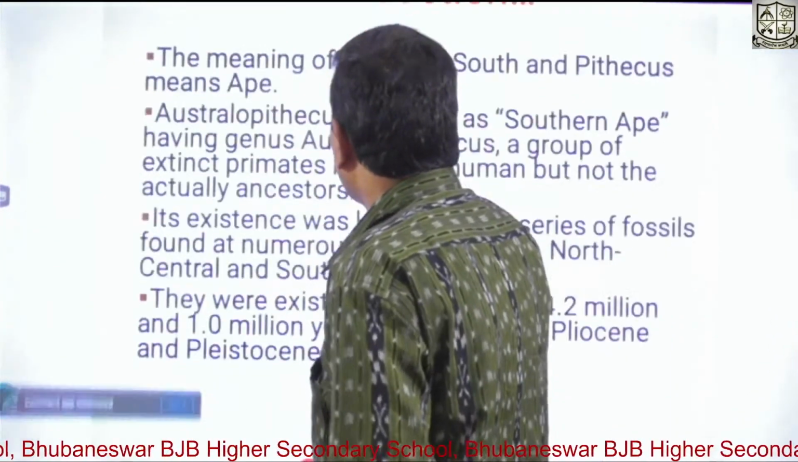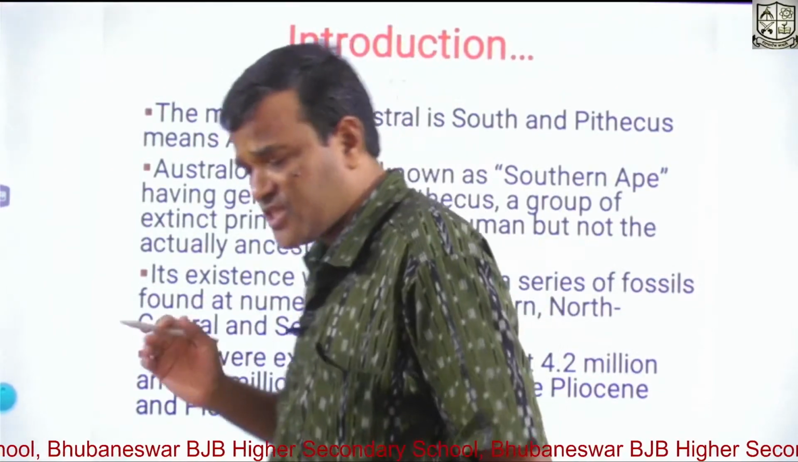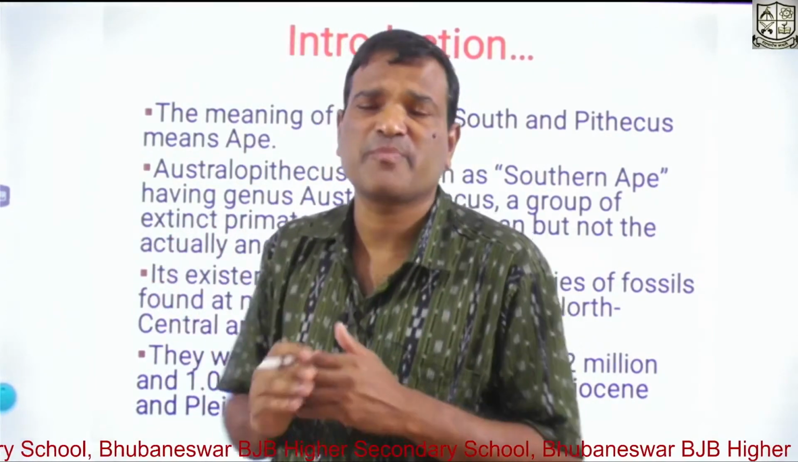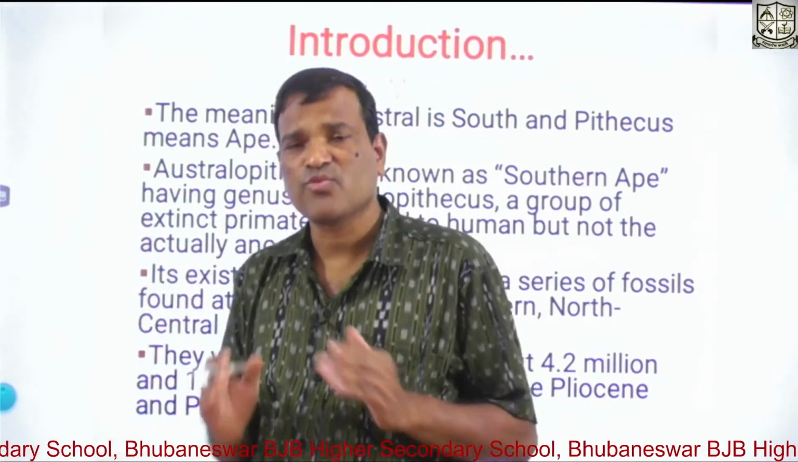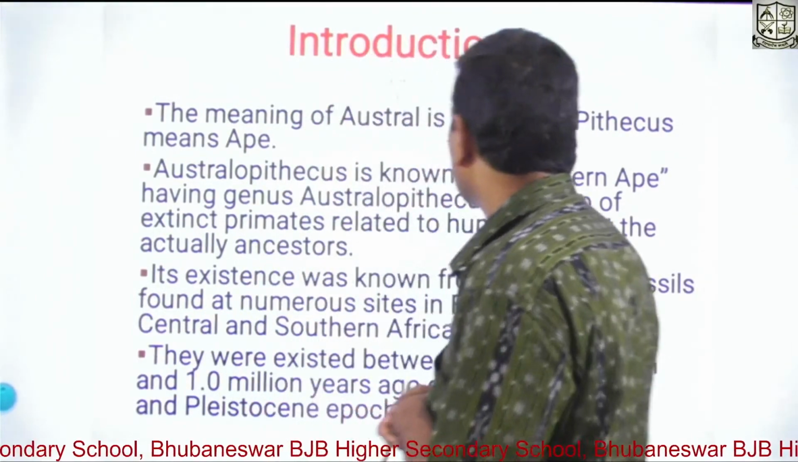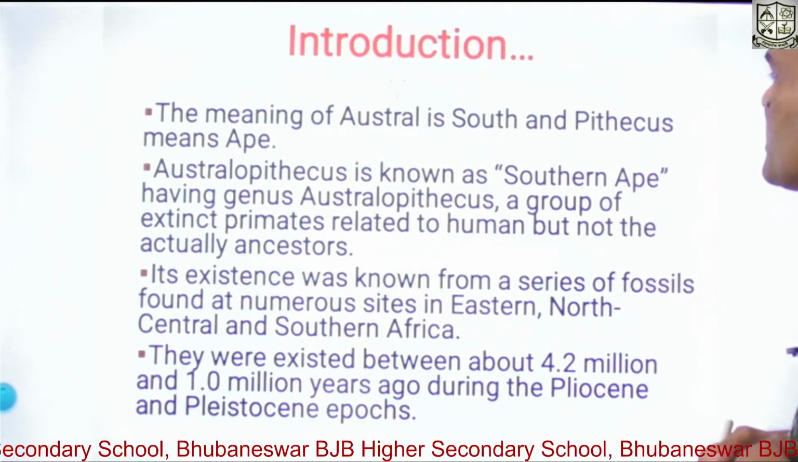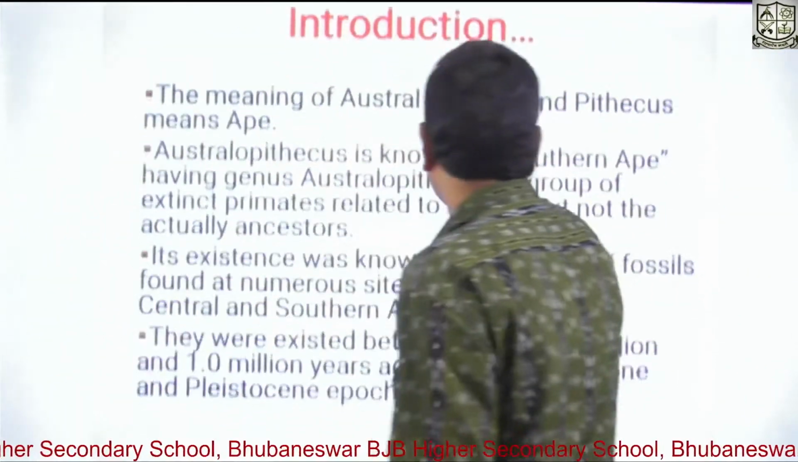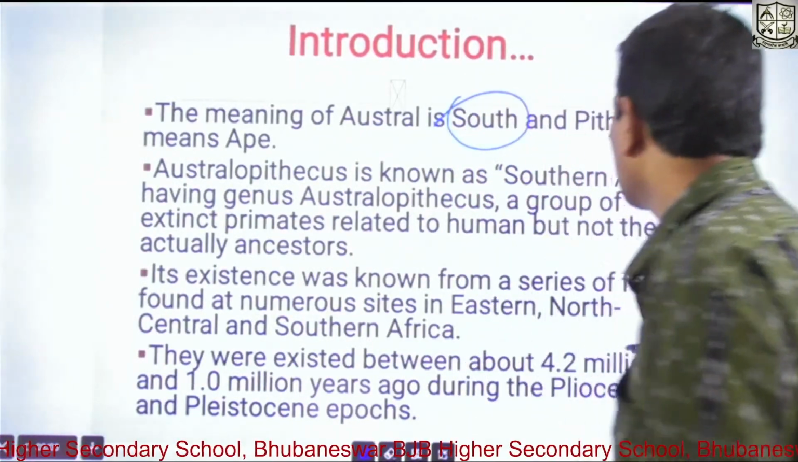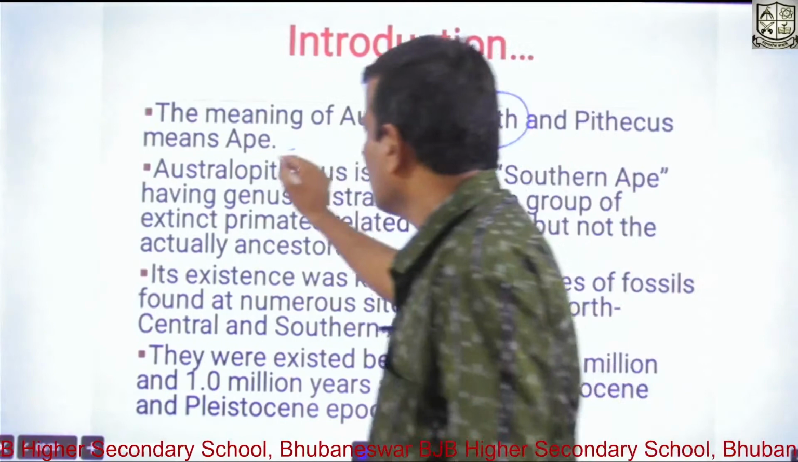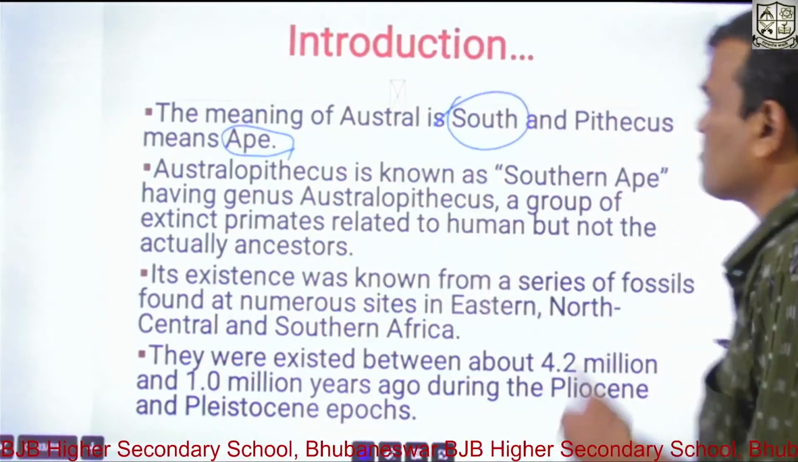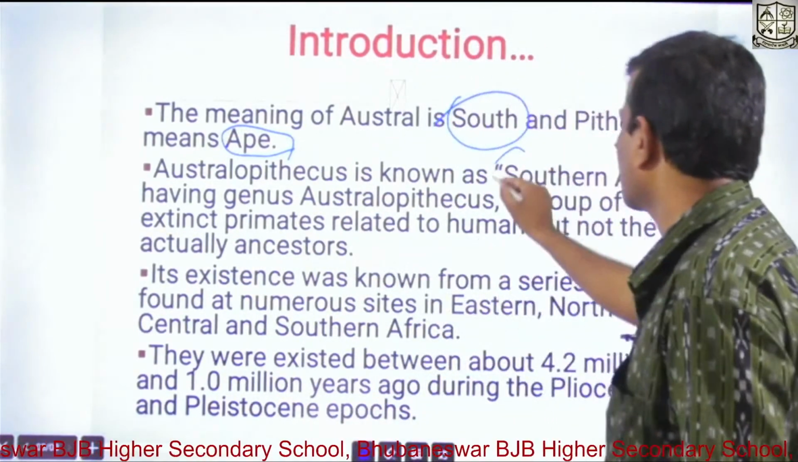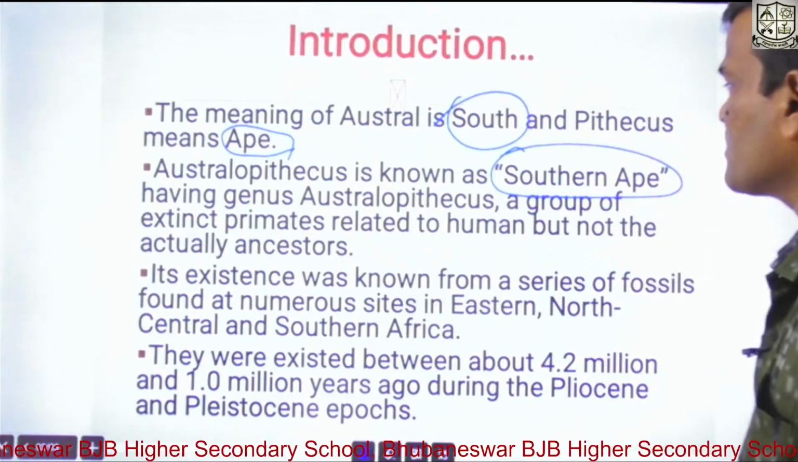The Australopithecine is the group of fossils that were discovered from different parts of Africa. The meaning of Austral is south, because the fossils were discovered from southern Africa, and Pithecus means ape. So Australopithecus is known as the southern ape, having the genus Australopithecus.